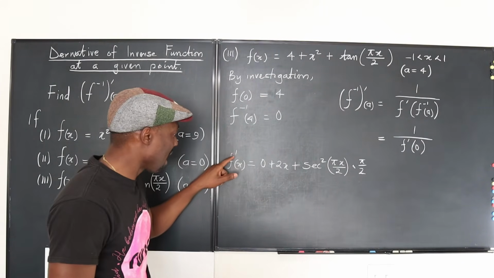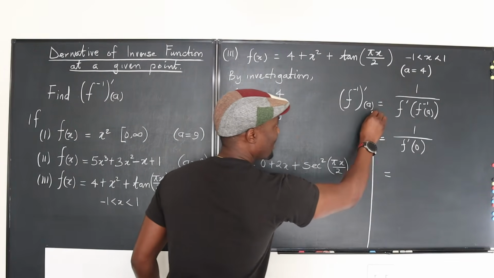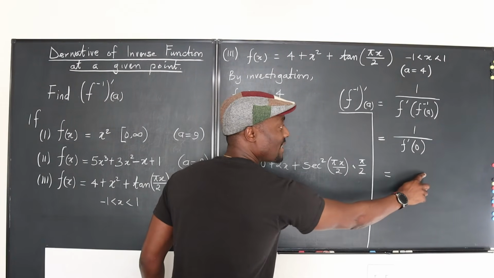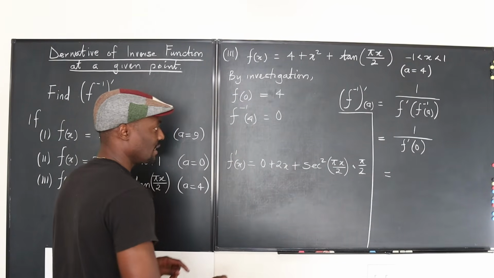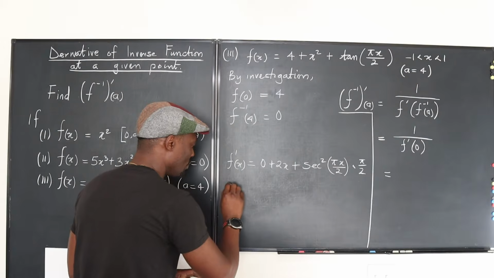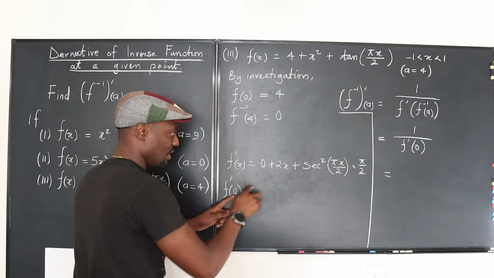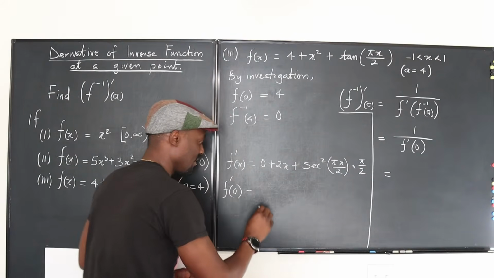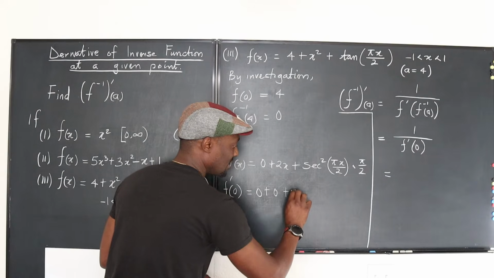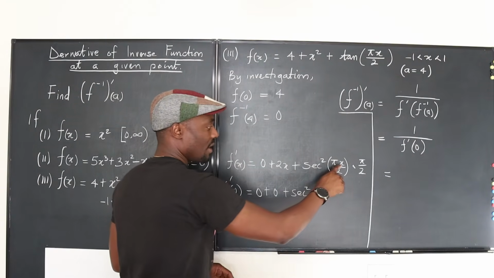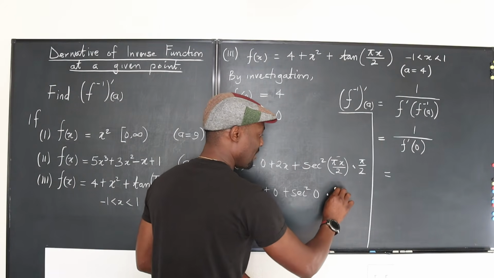So let's evaluate f prime. We just want to get our answer. I'm going to go plug in the answer here once we're done, because all we need is to know what this will be when that is 0. So let's go. What is f prime of 0? We just need to plug in 0 here. You don't need to simplify. This is going to be 0 plus 2 times 0, which is 0, plus secant squared of 0 multiplied by pi over 2.